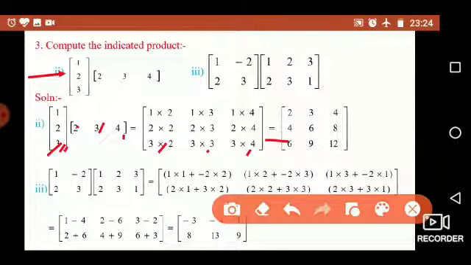Therefore, this product AB is also of order 3 cross 3. The elements in the first row are 2, 3, 4. Second row elements are 4, 6, 8. Last row elements are 6, 9, 12.